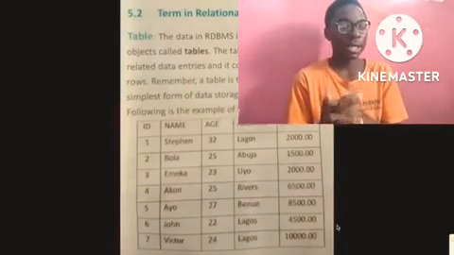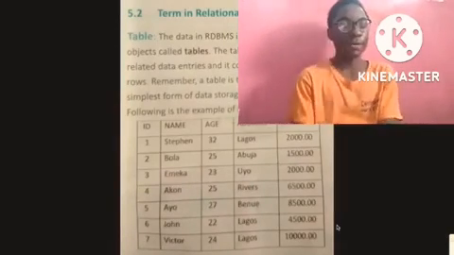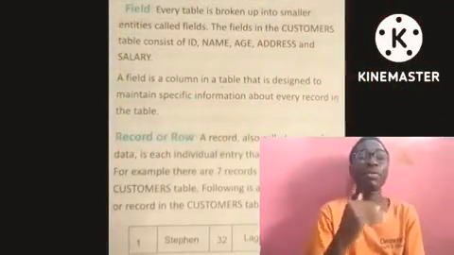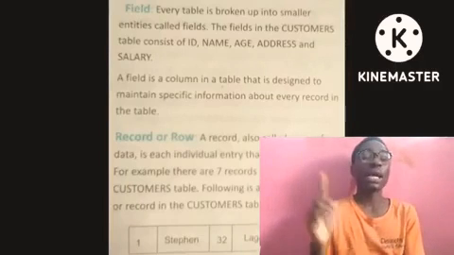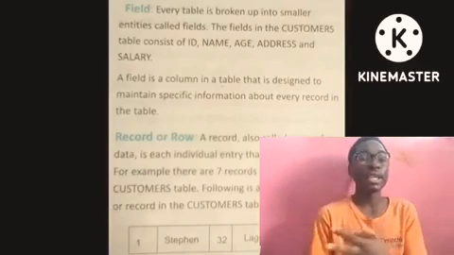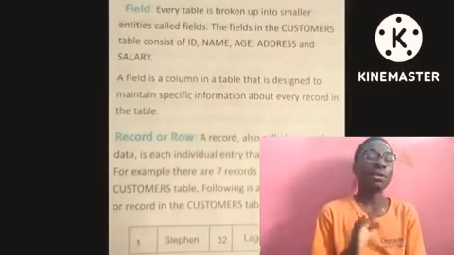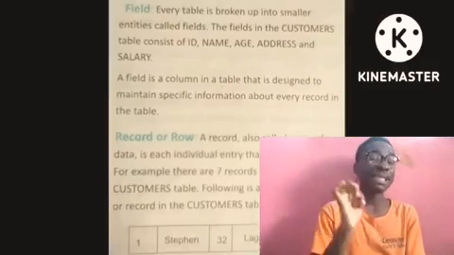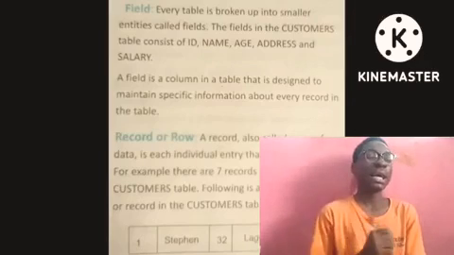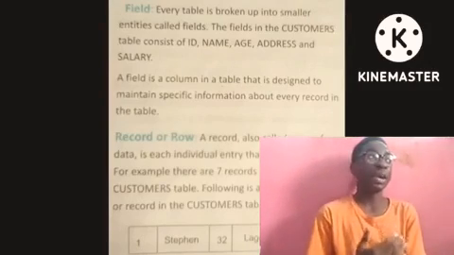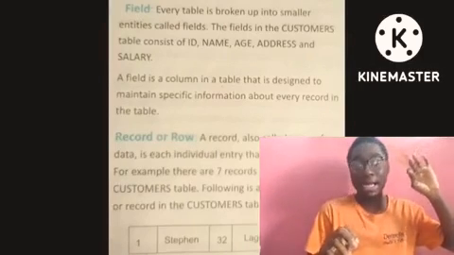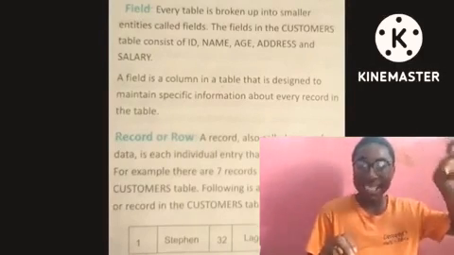Basically, these tables consist of fields and records or rows. Each table is broken up into smaller entities called fields, and the fields in a customers table consist of the ID, which is the identity we've talked about earlier. We also have the name, age, address, and salary. A field is a column in a table that is designed to maintain specific information about each record in the table. I can call these fields placeholders. They're kind of like sticky notes that help us to pinpoint any particular data we want to know about a particular instance of an entity in data.